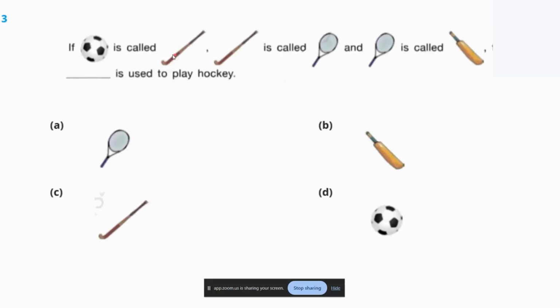If football is hockey stick, table tennis is lawn tennis racket, and lawn tennis racket is cricket bat, then dash is used to play hockey. Definitely we know that hockey is played with a hockey stick, but over here hockey is actually a lawn tennis racket, isn't it? So option number A is our right answer. All right. Next question.